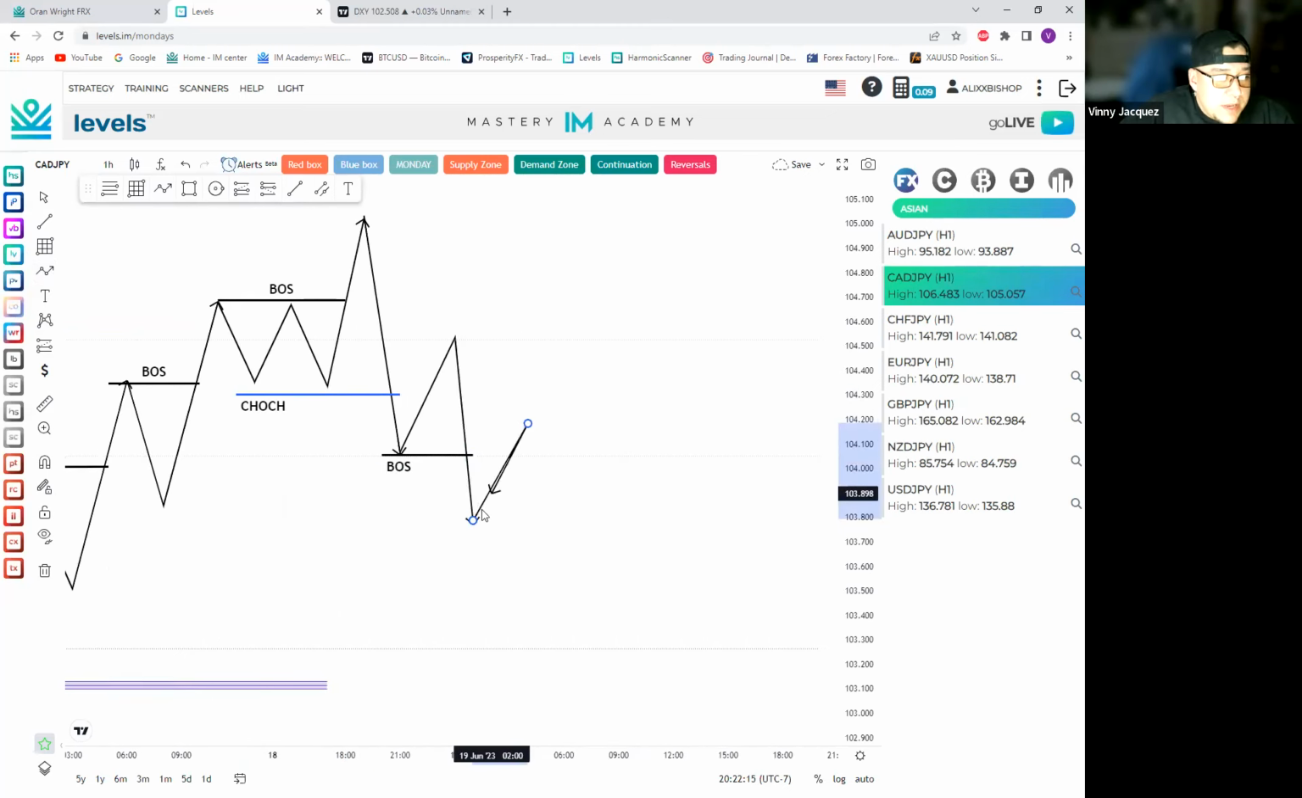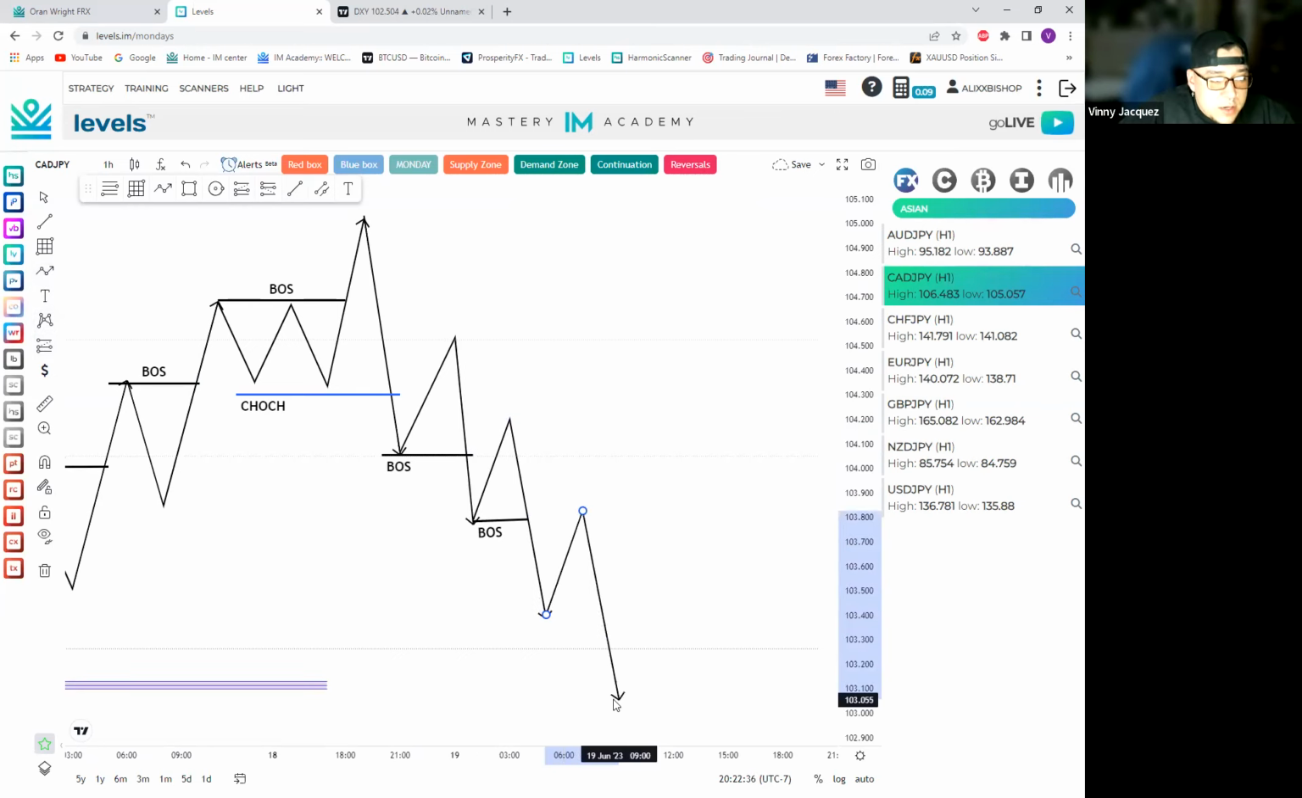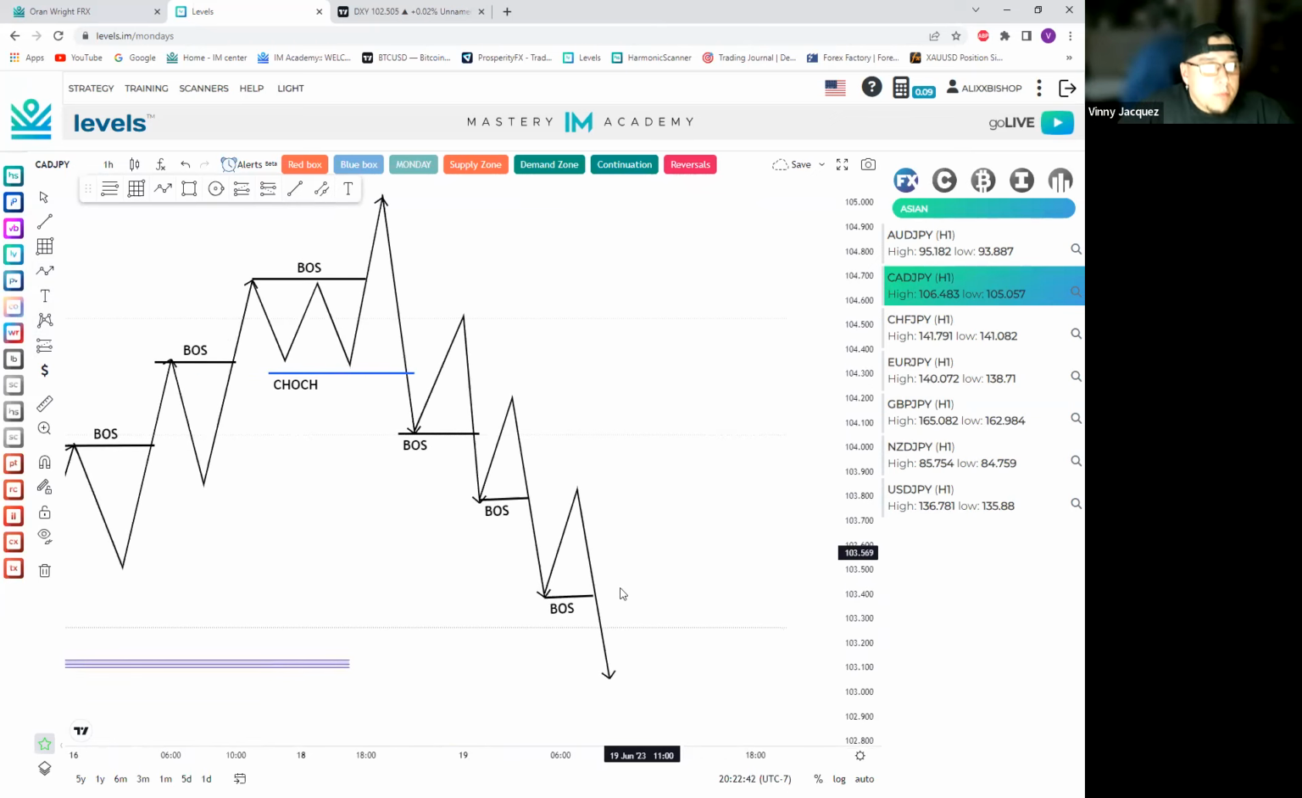Market pulls back, giving us a zone we have to break below to continue trend. Boom. We just did that. Let's go ahead and do that again. We pull back, gives us a zone we just broke through. We get a BOS. We're now continuing trend to the downside. Market pulls back, giving us a zone we have to break through to continue trend. Boom. We now have a break of structure continuing to the downside, right?